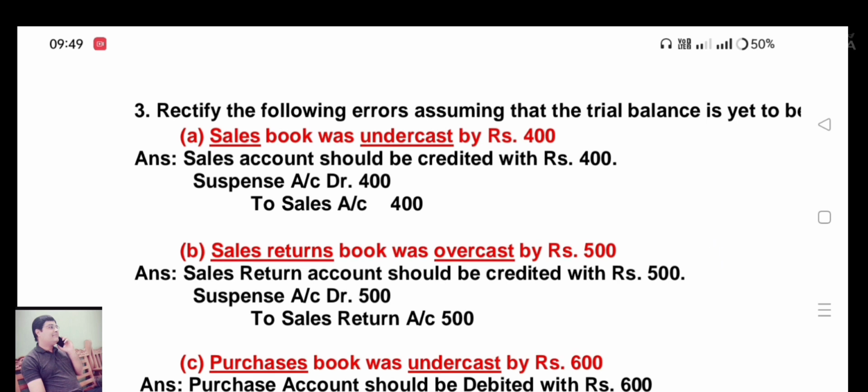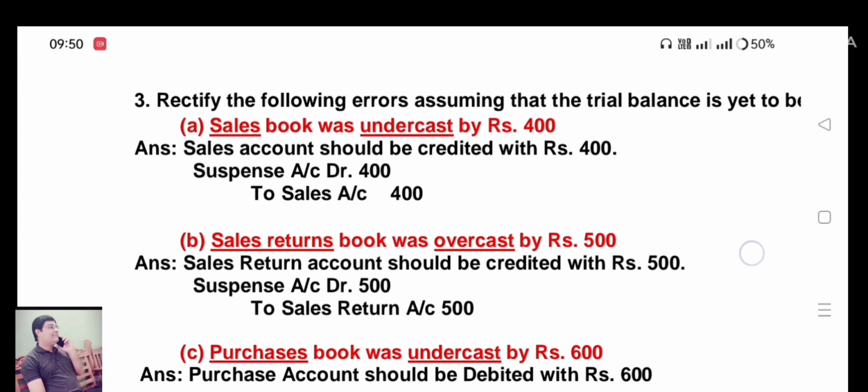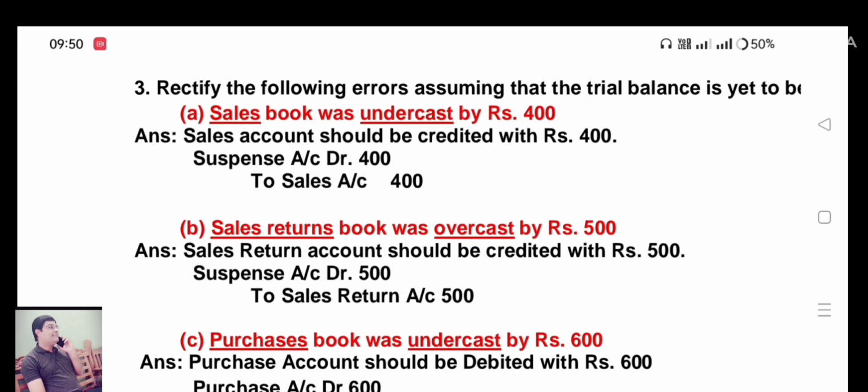Original entry you have to write. Sales is what? It is a credit balance. So simple. The answer is sales account should be credited with rupees 400. So suspense account debit to sales account, two means credit balance. Okay. So always you have to remember the first two points, notes, so that this chapter is very easy to do it.